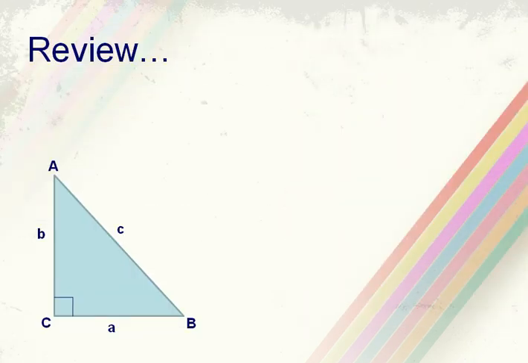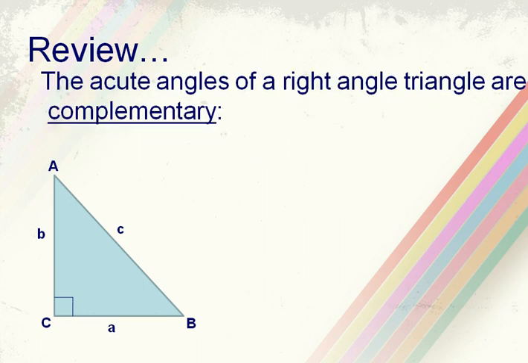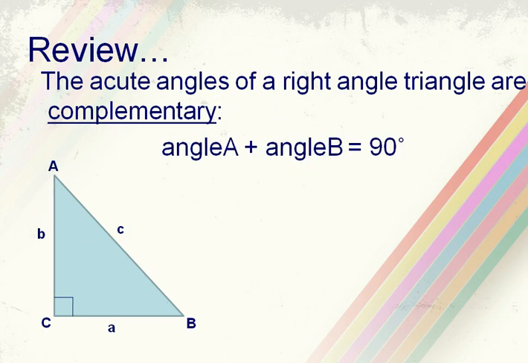Before we begin, let's do a quick review of what we did last year. Firstly, we can see that we have a 90-degree angle in our triangle, which gives us a right triangle. Therefore, we have two angles, angle A and angle B, which are acute and complementary because they add up to 90 degrees.